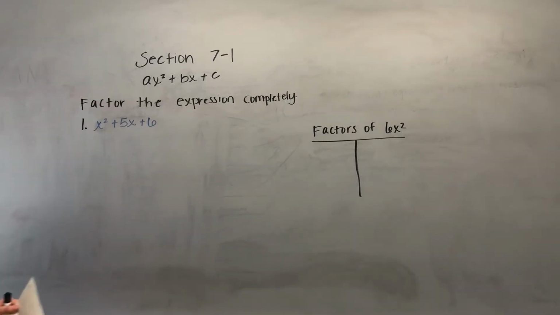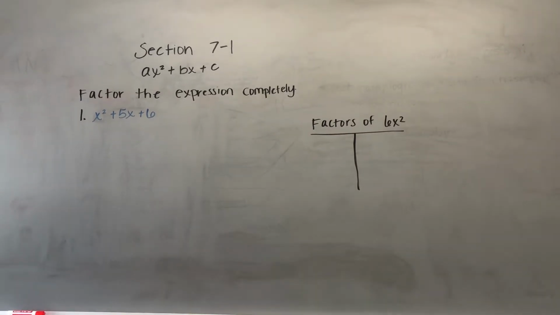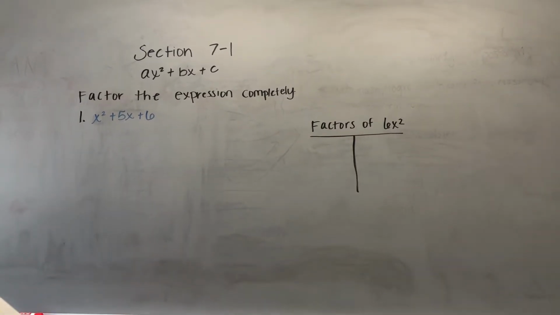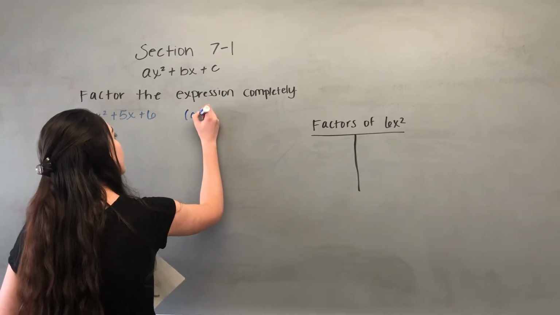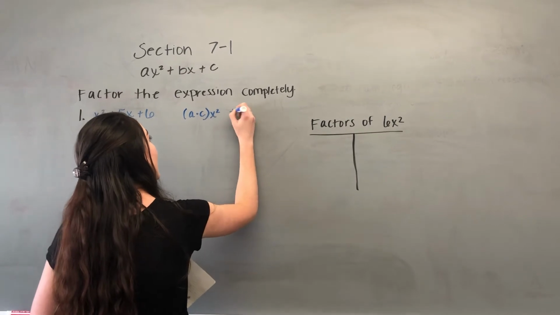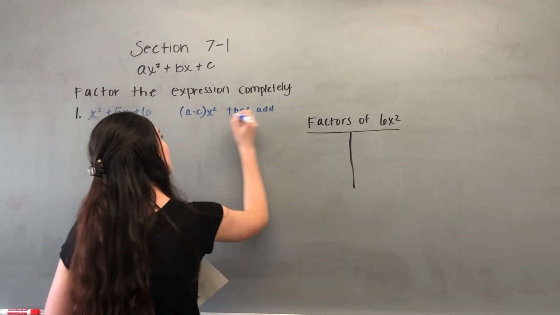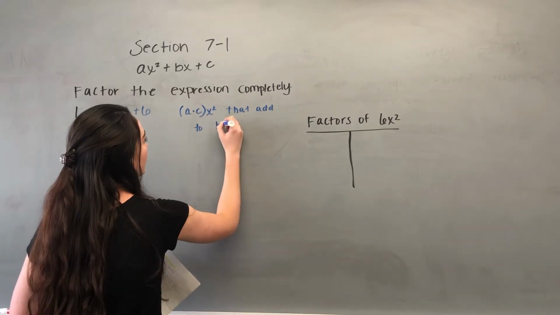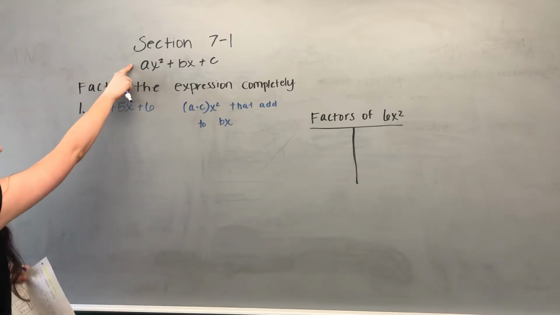Okay everyone, so for section 7.1 we're going to be doing factoring. So I'm just going to go ahead and start the problem. When we factor, we have to find the factors of a times c x squared that add to bx. So I wrote the general form of the equation up here.